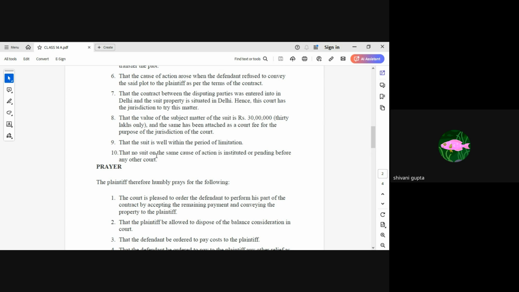If any such suit is filed, then what would happen? The plaint will be rejected with a penalty. You have to keep that in mind.